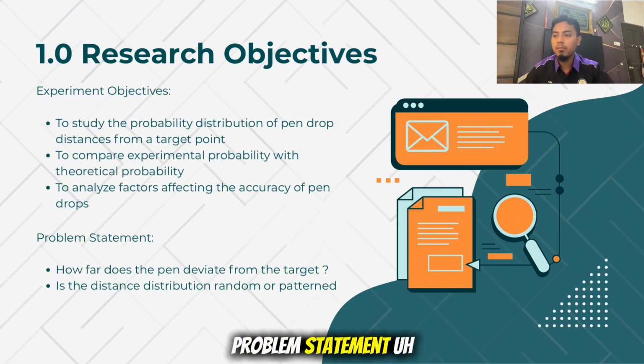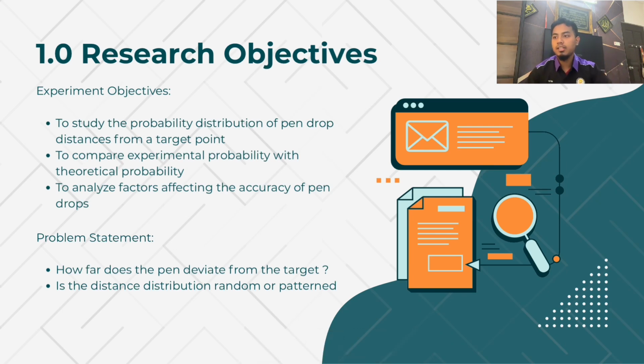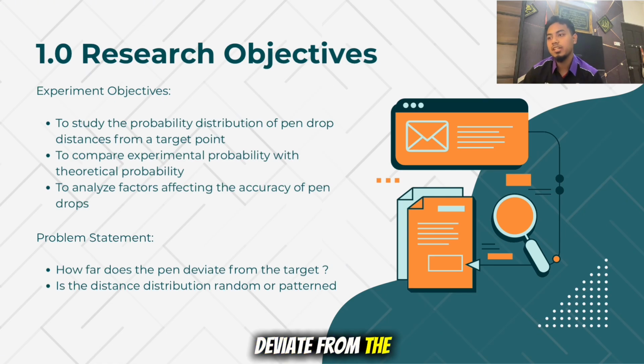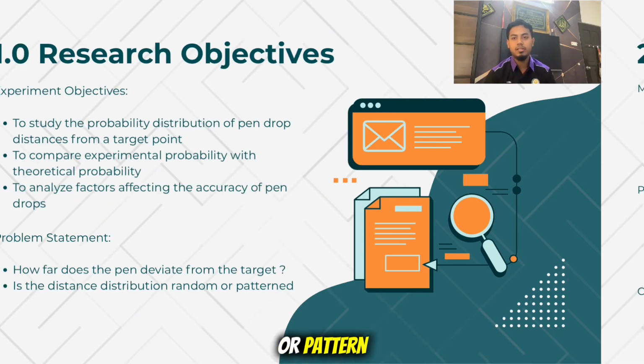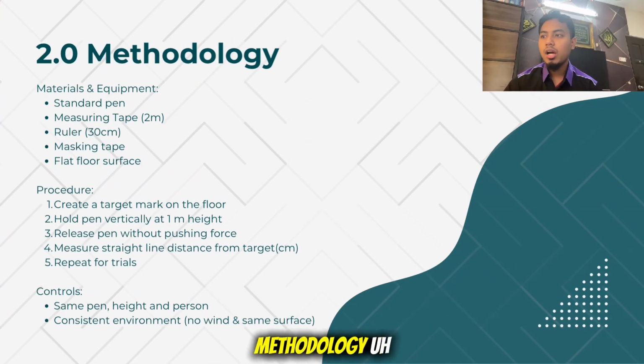For the problem statement, we want to know how far the pen deviates from the target, and is the distance distribution random or does it follow a pattern. And for the methodology, we need materials and equipment such as a standard pen, measuring tape of about 2 meters, a ruler of about 30 centimeters, masking tape and a flat floor surface.